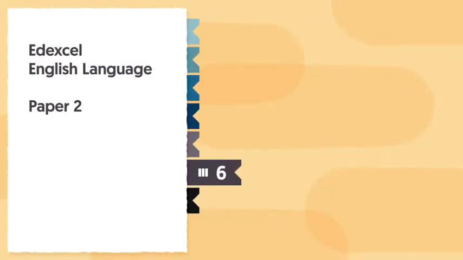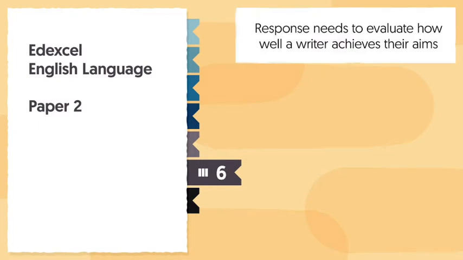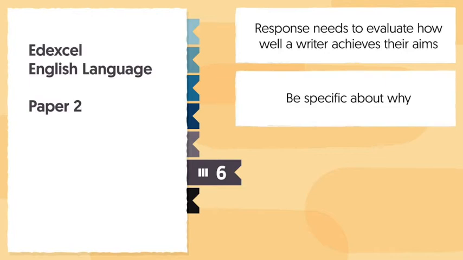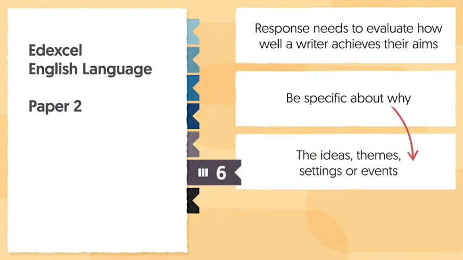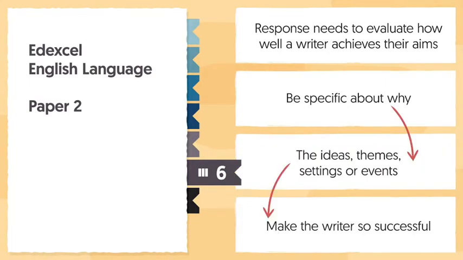In a nutshell, to be successful on Edexcel Paper 2 Question 6, your response needs to evaluate how well a writer achieves their aims, and you need to be specific about why the ideas, themes, settings, and events in a text make the writer so successful. It'd be worth practicing what we've just walked through with an actual exam paper so you can see how it works and have a go answering yourself.